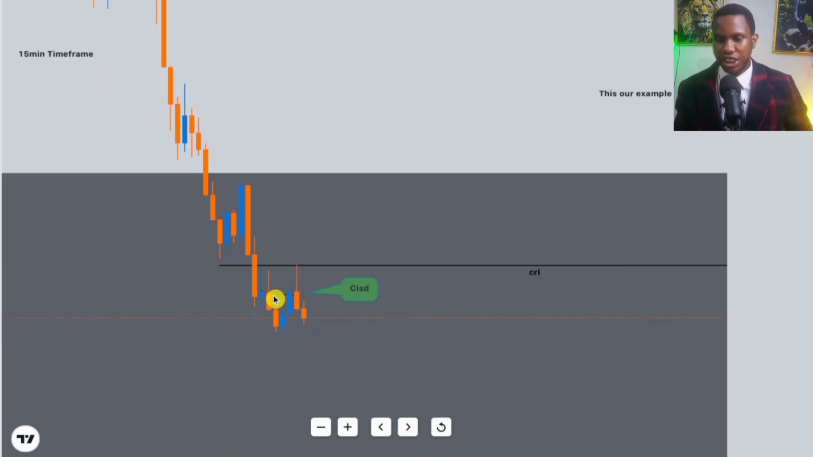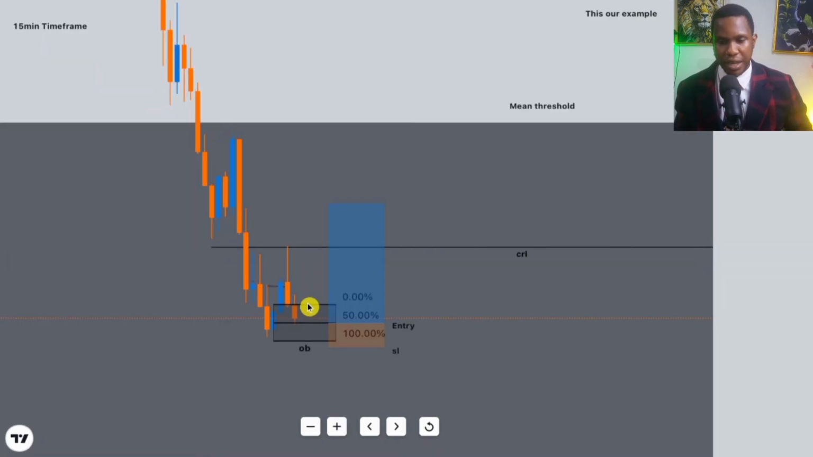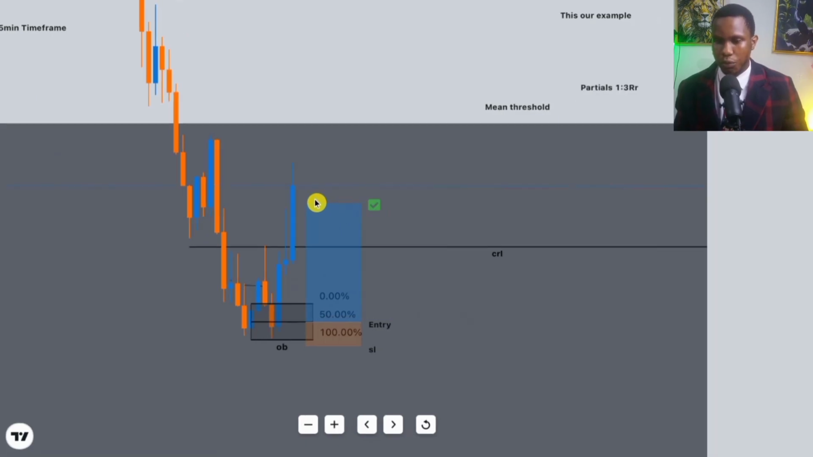This is our change in state of delivery, traders. This is our what? Our order block. We can make our entry at the consequent encroachment of this order block, plus stop loss below it, we target 1:3 for our partials and we smashed it.